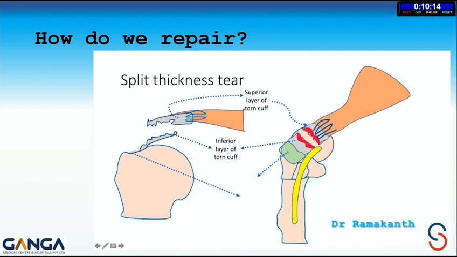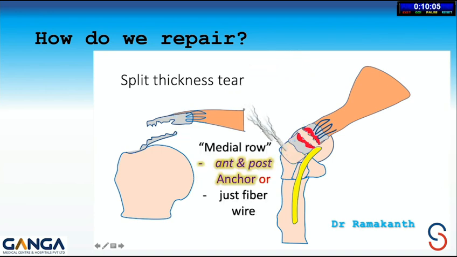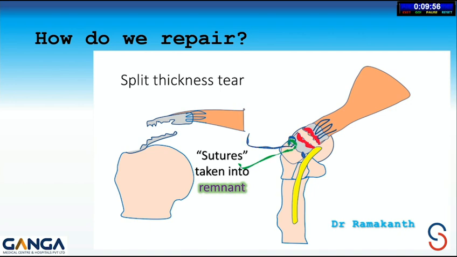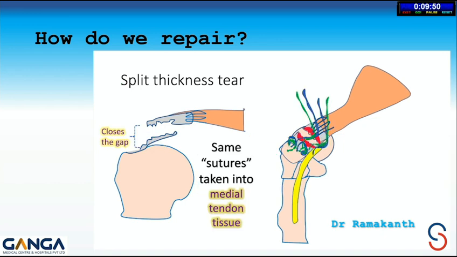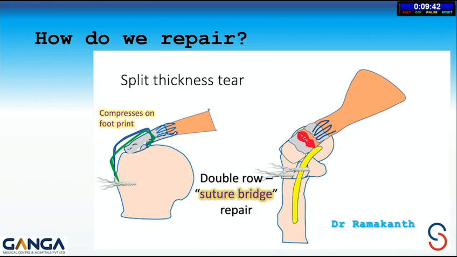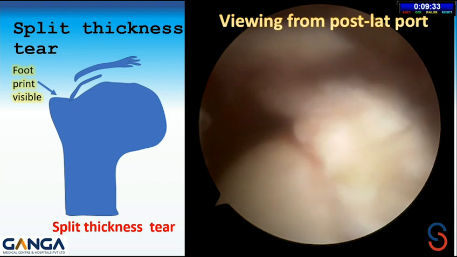This is the superficial layer and this is the inferior layer. That is the stump which is with the greater tuberosity, and there is a bare area. Just put the medial anchors, or just a fiber wire can be taken, and then the fiber wires can be passed into the lateral stump, and then taken to the medial stump tissue. That closes the gap between the two layers, and then we can do the double row suture bridge configuration. We are not doing any tight fixation, so that does not strangulate the cuff.